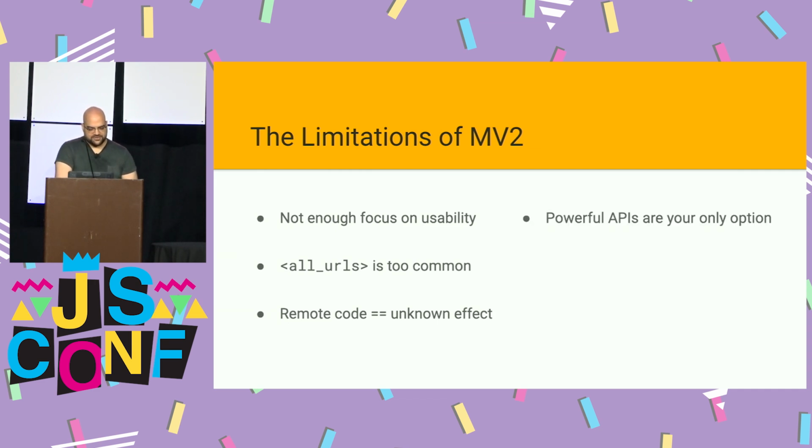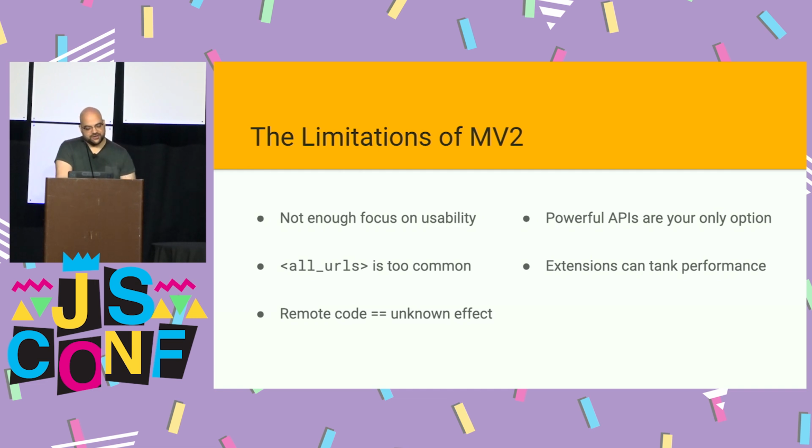I mentioned this a bit in discussion of all URLs. Powerful APIs are currently your only option for a lot of capabilities. That is, for a content blocker, say, in order to allow a content blocker to block a website, I have to give that content blocker access to the websites that I want to block, which means that it could potentially perform who knows what actions on those sites without my knowledge or consent.